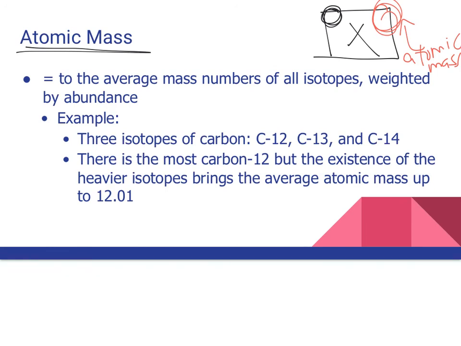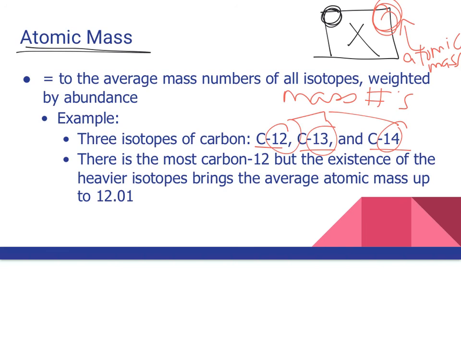So that's an average of all of the possible isotopes that exist for a particular atom, and the abundance, or the percentage of each that naturally occurs, is taken into consideration. An example of this is there are 3 isotopes of carbon. There's carbon-12, carbon-13, and carbon-14. These numbers represent all of the different mass numbers.